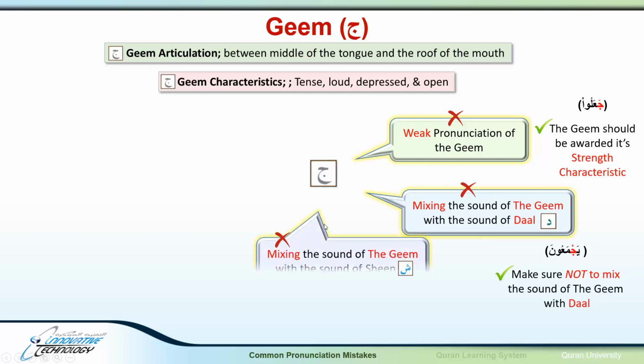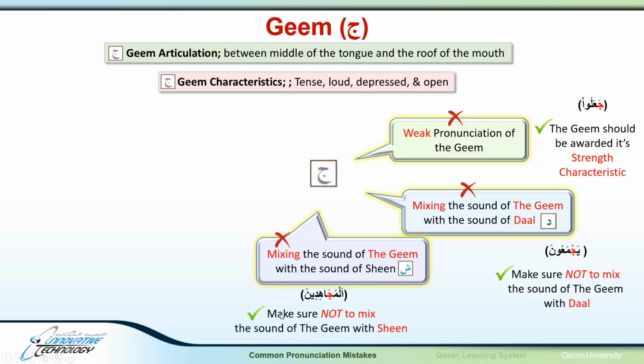Now the third mistake is mixing the sound of the jim with the sound of the sheen. And the example showing the wrong pronunciation is al-mushahideen. Musha is wrong. We're pronouncing a sheen instead of the jim. The right way of pronouncing it is like this. مجاهدين Al-mujahideen. Mujah, not musha. So make sure not to mix the sound of the jim with that of the sheen.